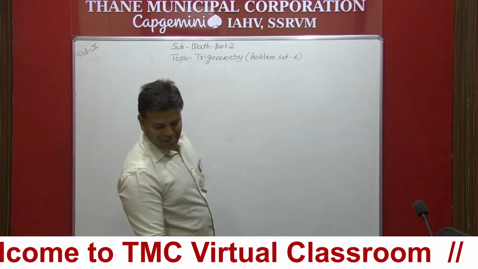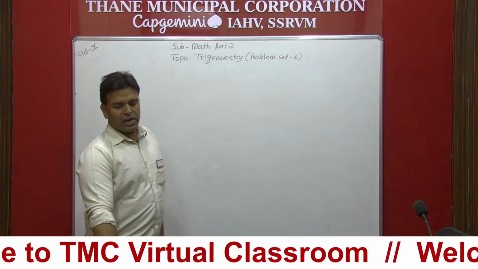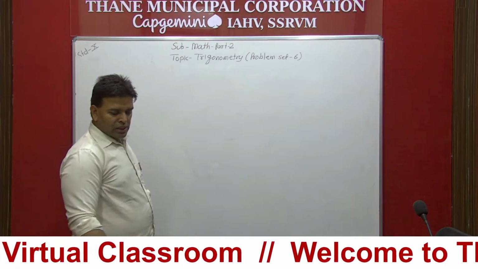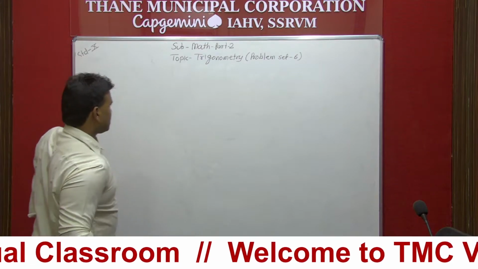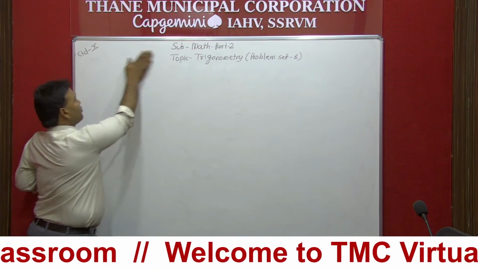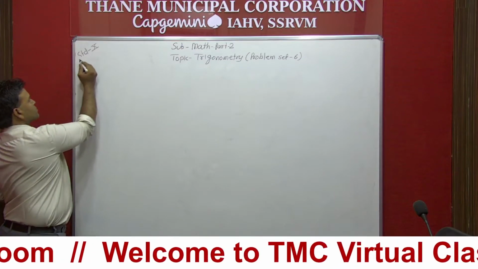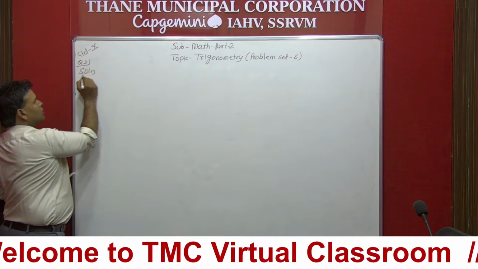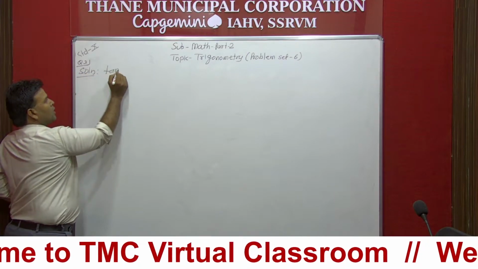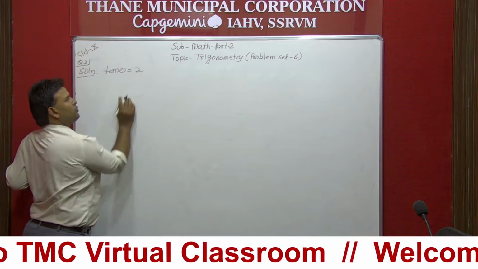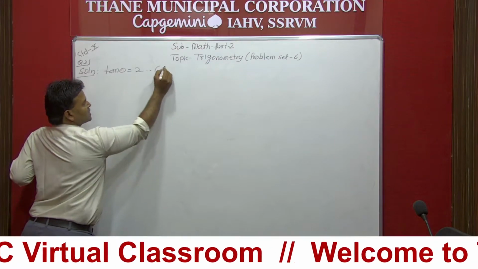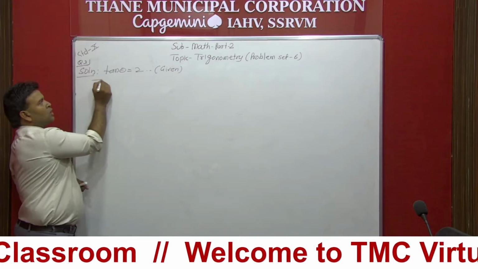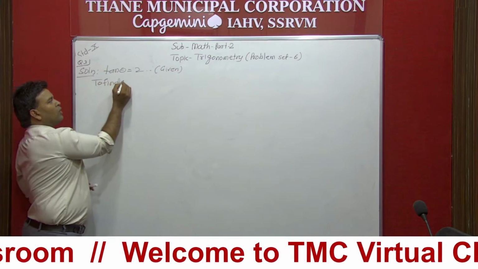Students, question number 3 and 4 we have already done in exercise 6.1. So let's start with question number 3. Question number 3: we are given tan theta is equal to 2. We are given tan theta. This is given. What we are supposed to find out?